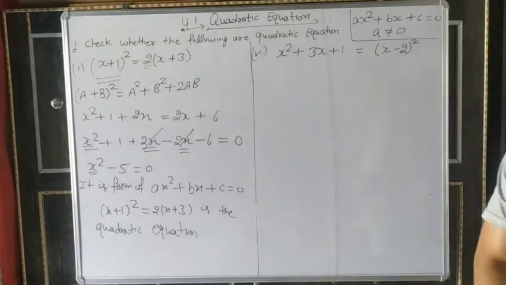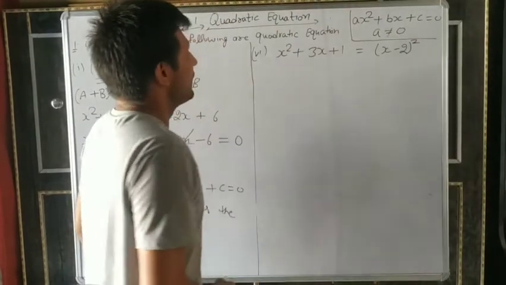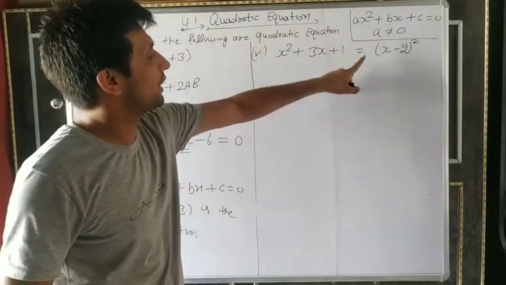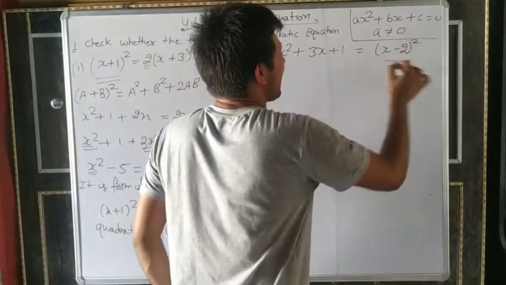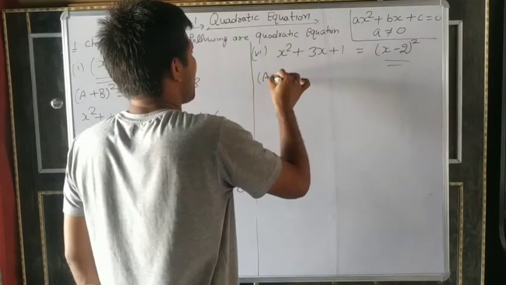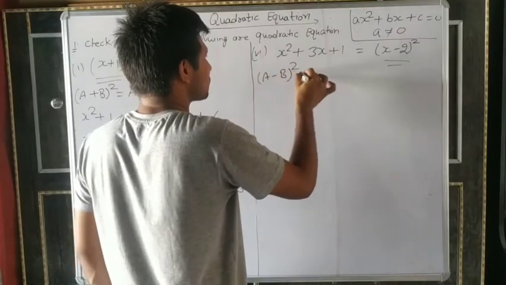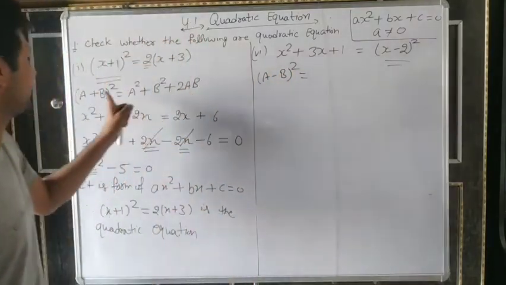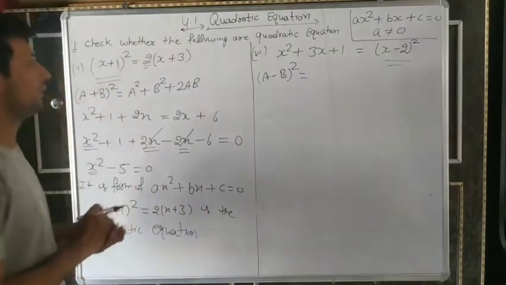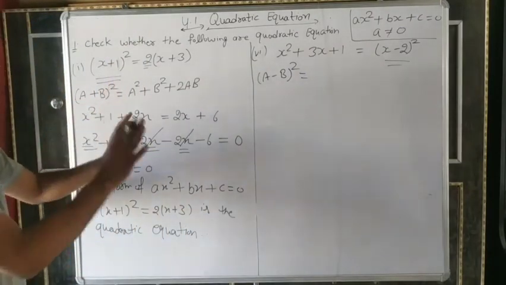Understand? All the parts are the same as it is. Now we will see the sixth part. Now we will solve x square plus 3x plus 1. It is the formula (a minus b) whole square, whenever the sign is minus in place of positive. So what we will do, write? First number same as it is.